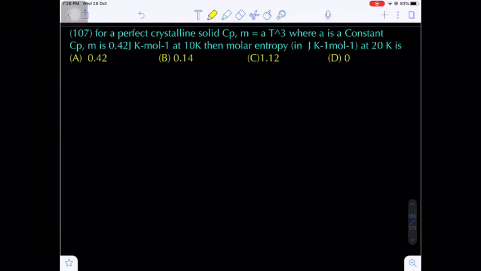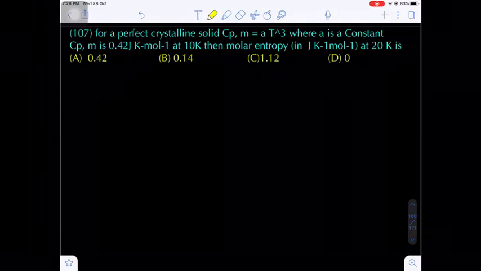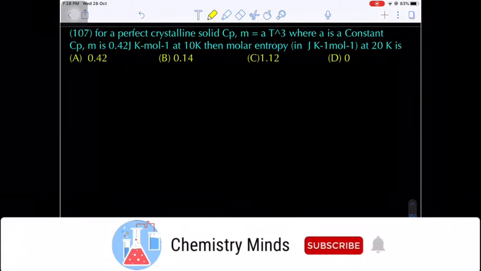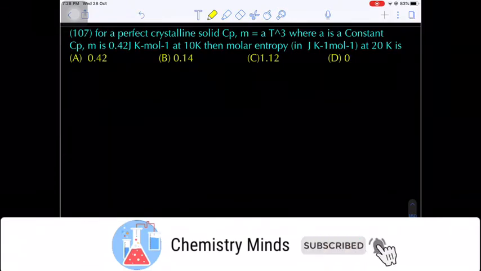Hello students, today we are going to discuss some important numericals regarding the entropy and change in Gibbs energy.